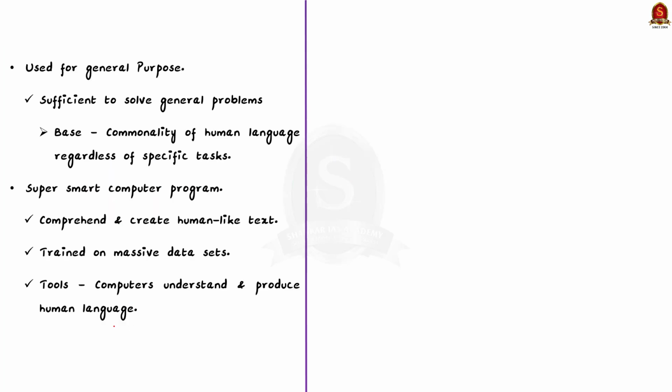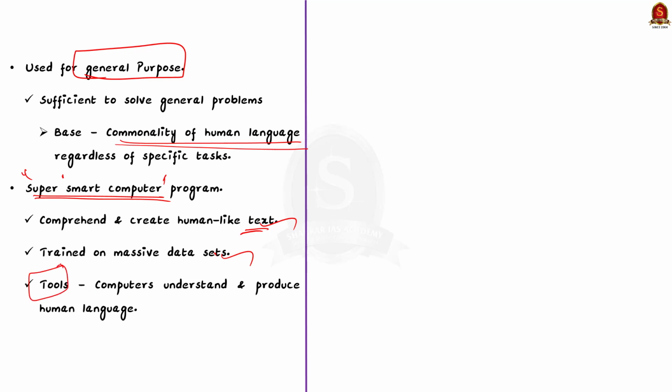Secondly, they are used for general purpose. See, it is sufficient to solve general problems that are based on the commonality of human language regardless of specific tasks. To simply put, an LLM is like a super smart computer program that can comprehend and create human-like text. Know that it is trained on massive data sets which are essentially patterns, structures, and relationships within languages. Moreover, we can say that they are tools that help computers understand and produce human language.